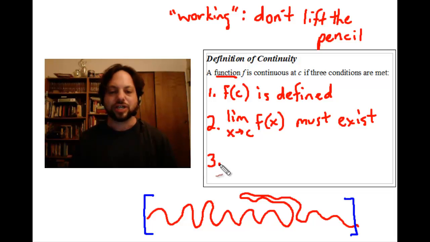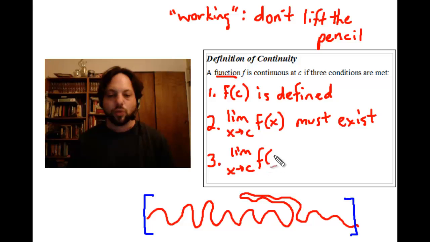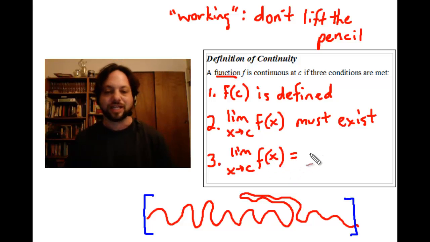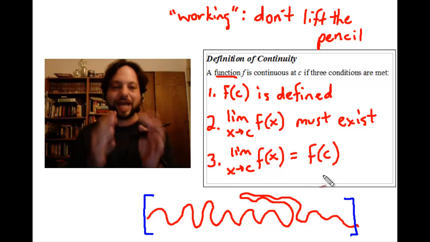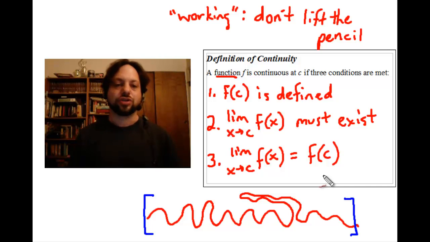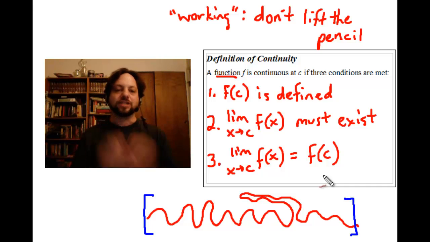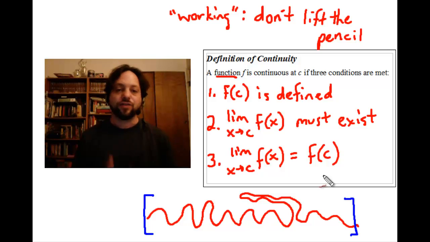And so the third condition actually ties together the first two. And what we're going to say is that the limit as x approaches c of this function, which we already said exists, but we're going to say that if the function is continuous, then the limit must equal the evaluation of the function at that place. I challenge you to try to break any one of these three rules and see if you still define a continuous function. I think you'll find that you don't, but it does provide an interesting exercise.